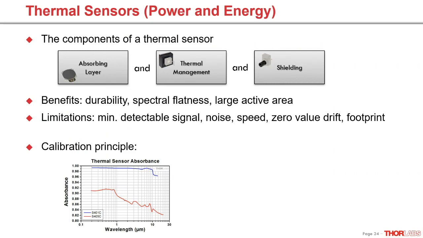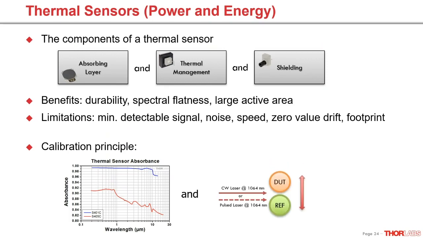So to calibrate a thermal sensor, this is done usually in 2 steps. For the spectral calibration or spectral correction, the absorbance of the coating gets characterized with a spectrometer. The actual calibration against an externally calibrated reference standard is usually done with a 1064 nanometer continuous wave laser for the power sensors, or a pulsed laser also at 1064 nanometer for the energy sensors.